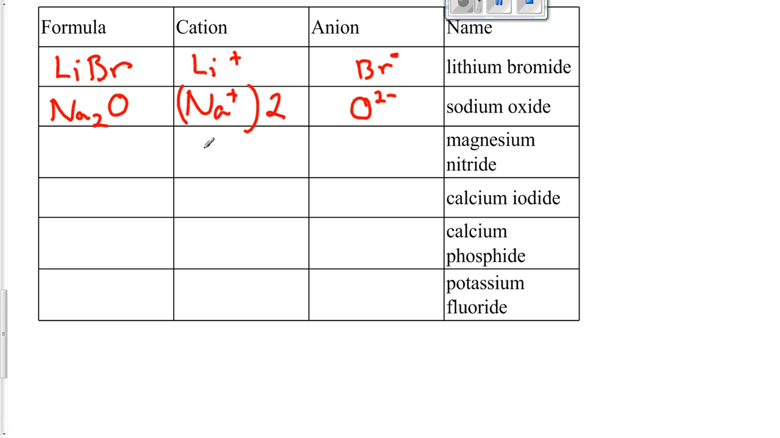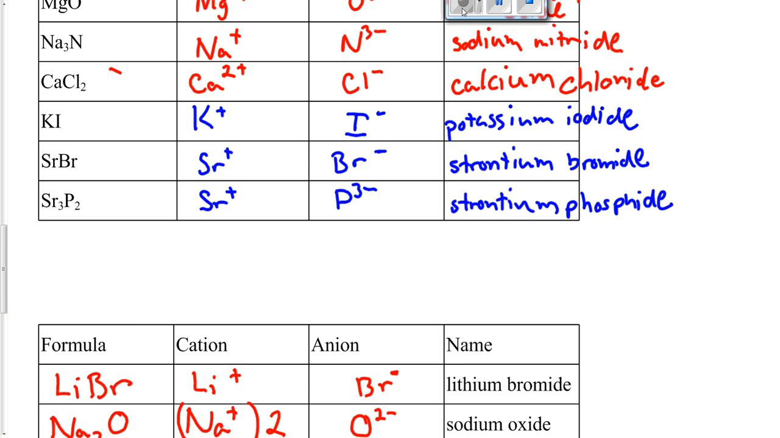We've got magnesium, Mg2+, and nitride is N3-. And if you think about these, the only way we're going to be able to combine these is if we have 2 of these, and if we have 3 of these. So then we get Mg3N2. Okay, why don't you try the rest, and then I will go ahead and hit pause and try the rest, and then you can check your answers.